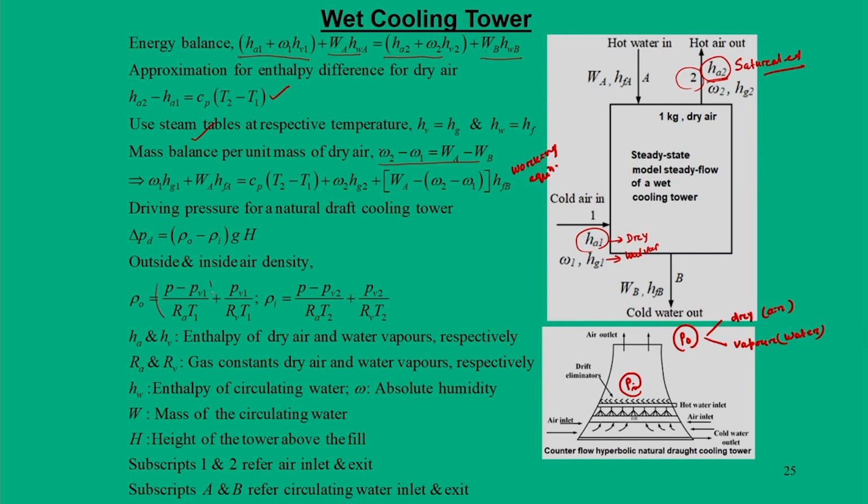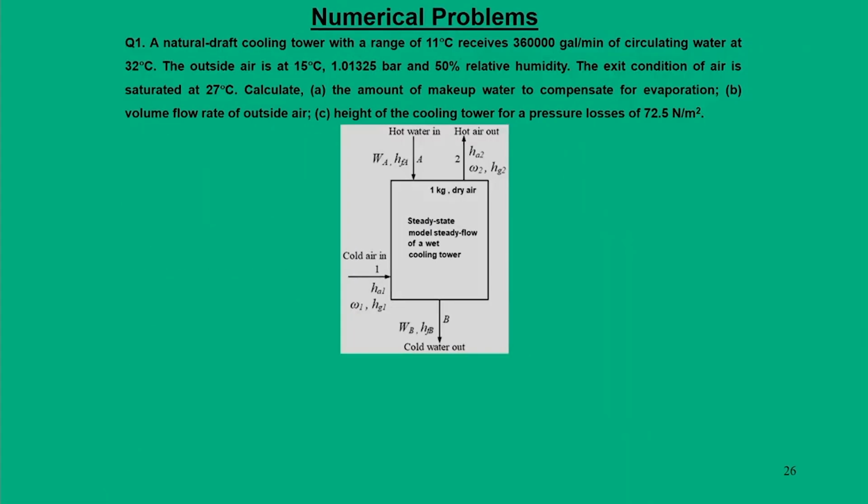Firstly, we take the calculation for water vapors. First part consists of dry air, second part consists of water vapors. That means, this is for outside air. In a similar way we can have the density difference for the inside air, and this entire analysis will give you the density difference that occurs between the outside air and the inside air. This density difference, with the height, will give you the driving pressure for a natural draught type cooling tower. So, this is all about the entire analysis for wet cooling towers.